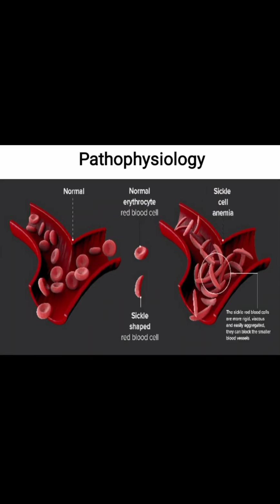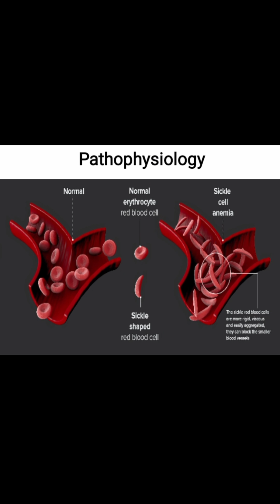For the pathophysiology, once an individual is having the genetic trait, which is the SS, it predisposes the red blood cells to undergo lysis. Now for the normal red blood cell, we all know that it has a biconcave shape, but in sickle cell disease patients, the red blood cell has a sickle shape.